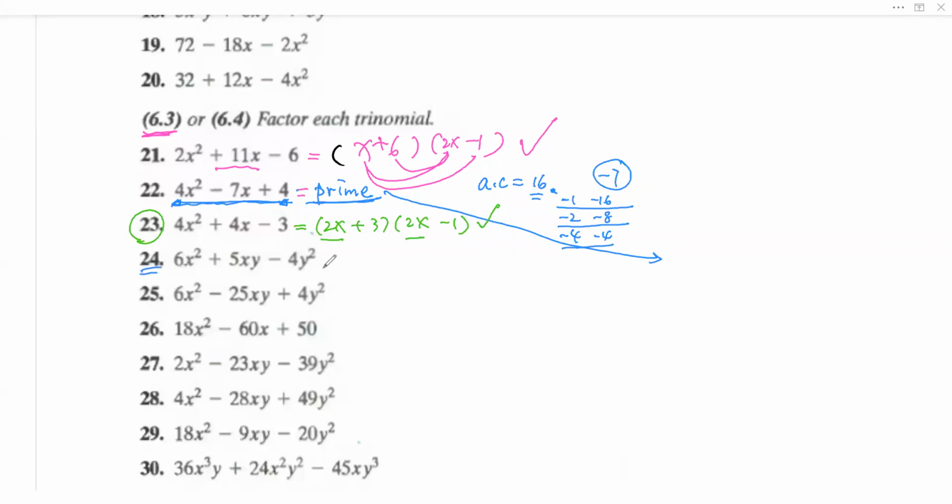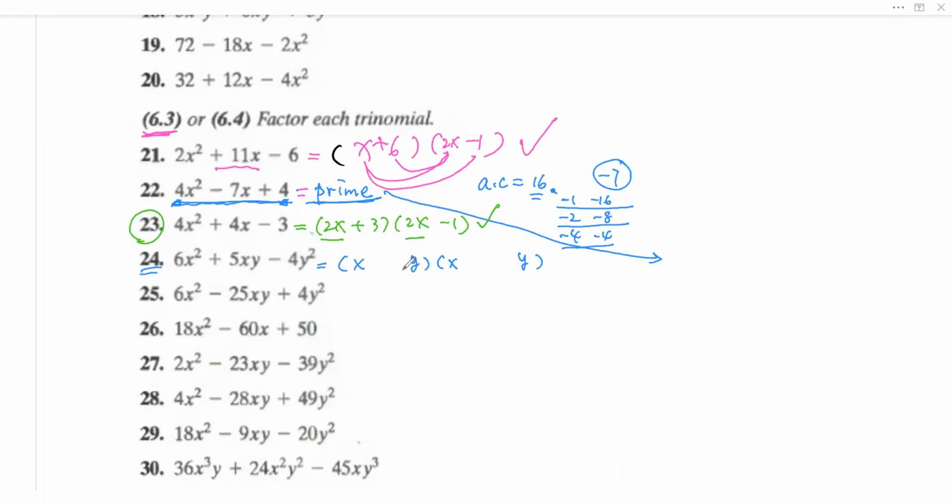Thomas, your turn, 24. For number 24, you can have wait, let me think about this one. So you can have wait, let me think. Did you get the answer? I'm trying to figure it out.